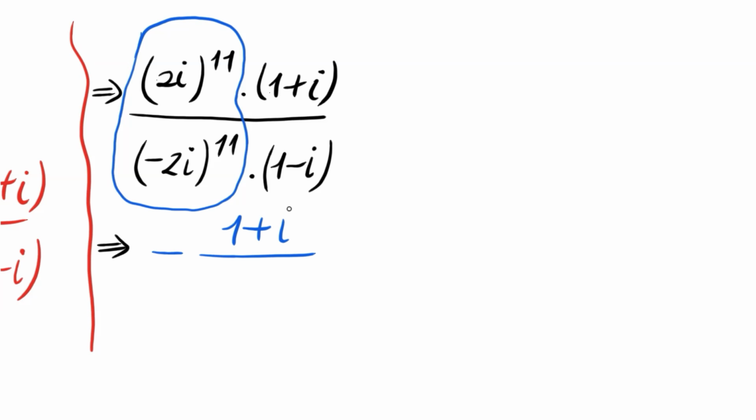And we will evaluate this (1 + i) over (1 − i). We have found that this is i, and the result is just negative i again.